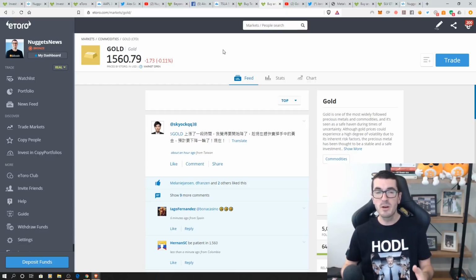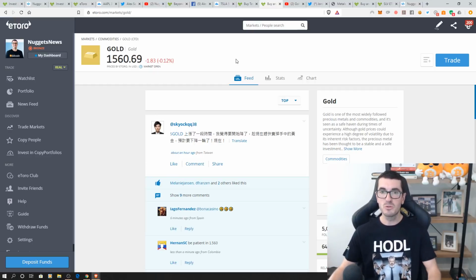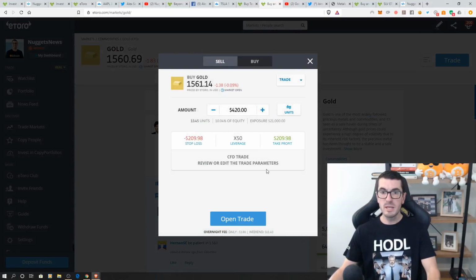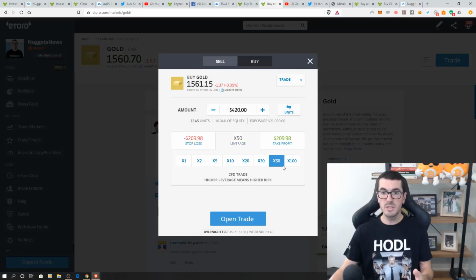So I'd prefer everyone owned real gold or silver and real Bitcoin, but hopefully eToro get that upgrade soon. But in the meantime, I don't mind using these platforms for trading rather than your long-term HODL stack, for example. So with gold there, if we click on trade, we can see it's quite a lot more expensive to trade the futures market. So we can leverage up to 100 times, but there's a lot of higher fees. So $3 a day to keep that position open or $11 on weekends.